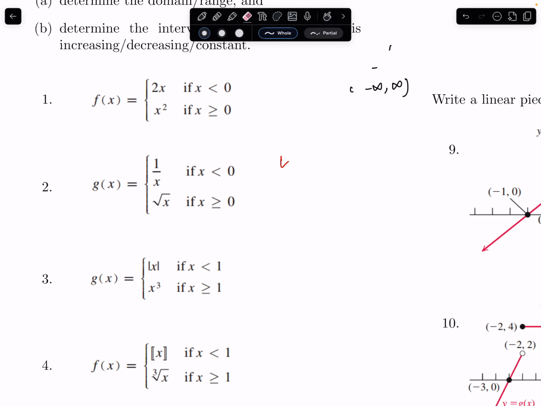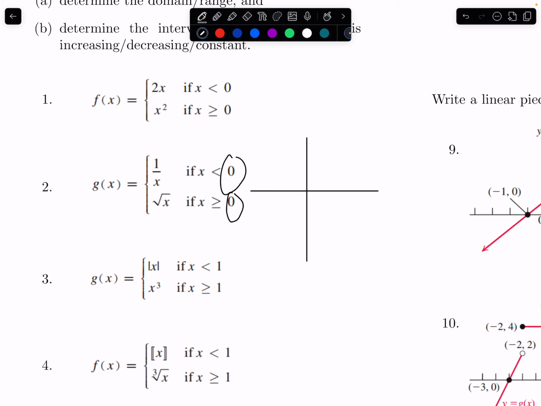Okay, on to number 2. So erase my work so I can make more space. Okay, I have 2 graphs. 1 over x, one of our good friends now, and square root of x, another one of our good friends. The transition value is x equal to 0. That's where it switches from one to the other.